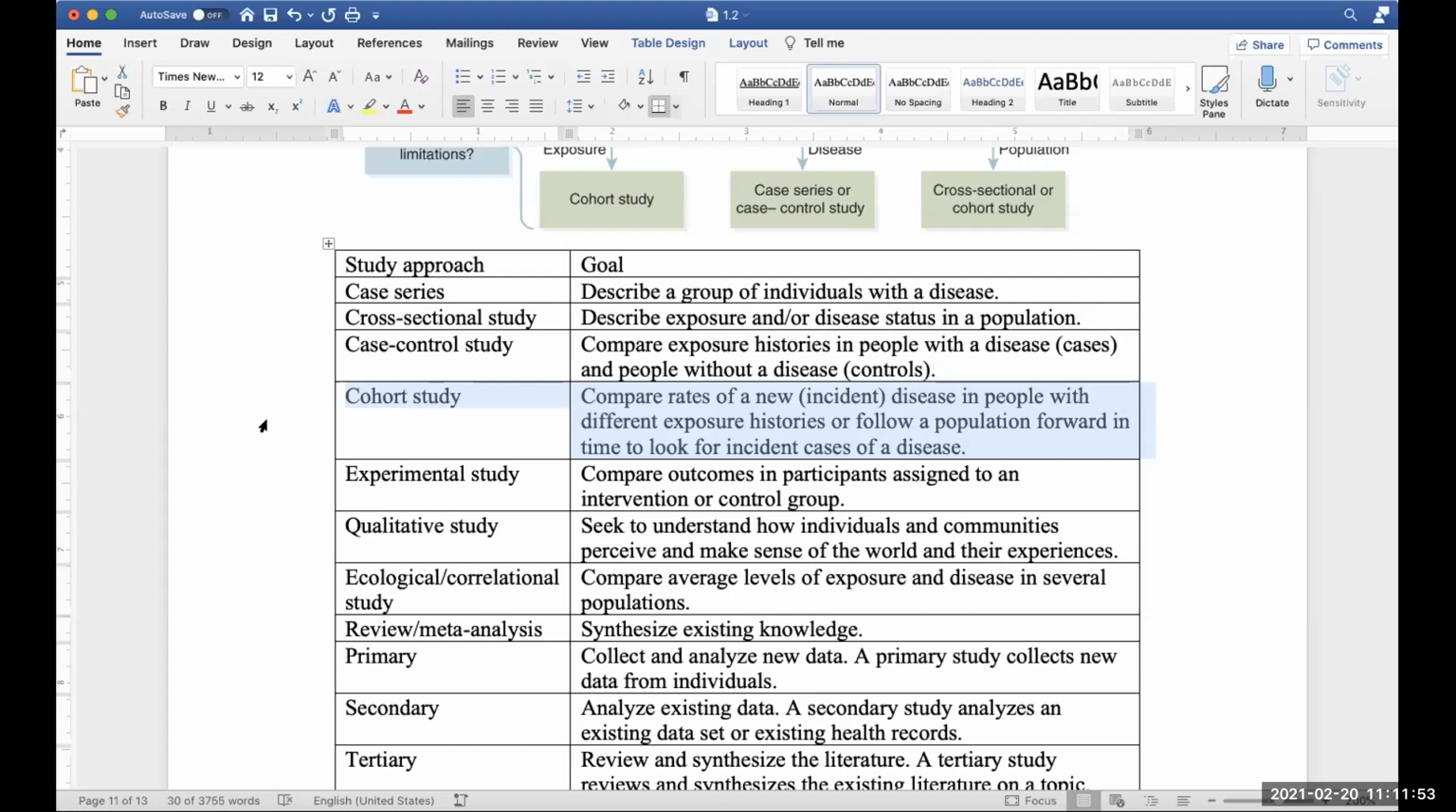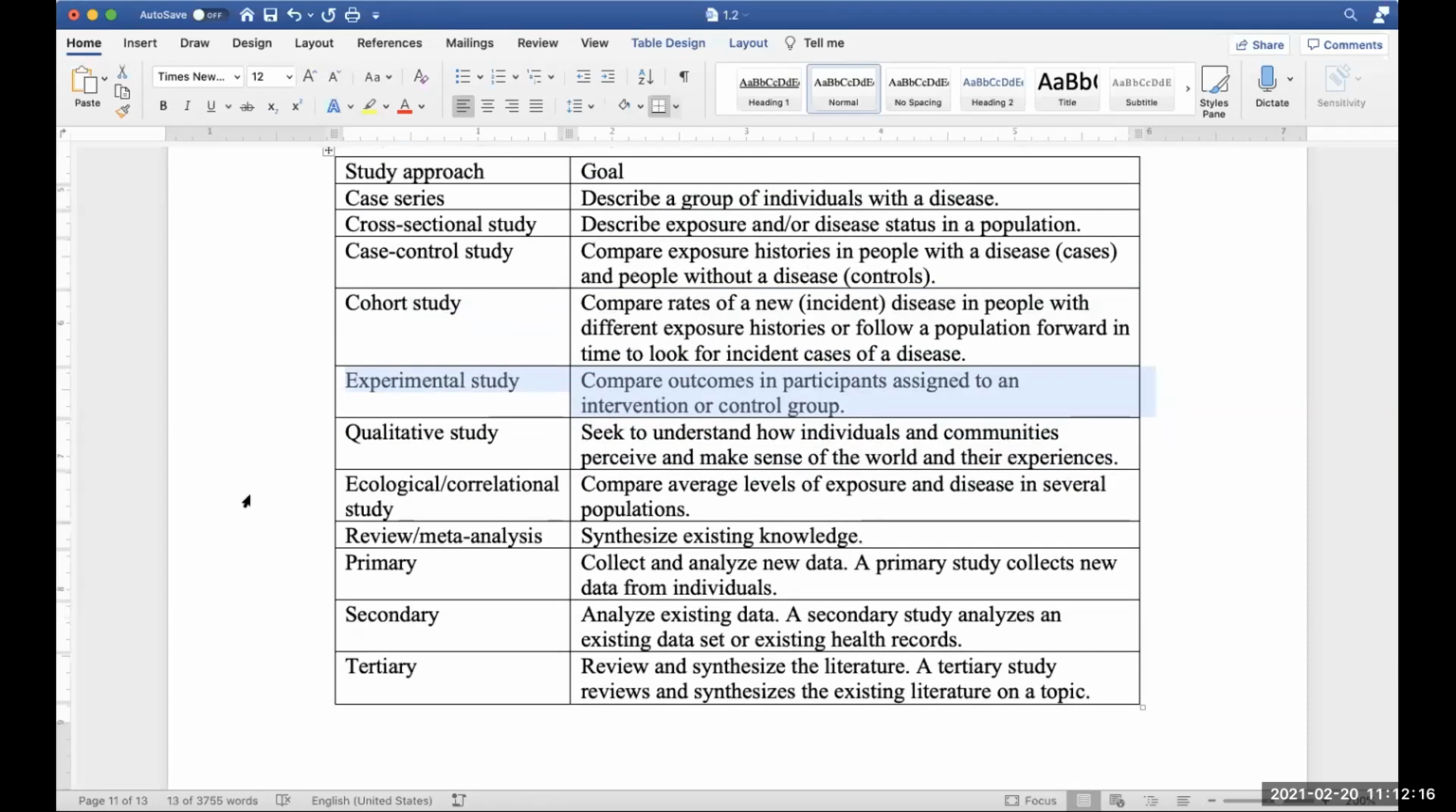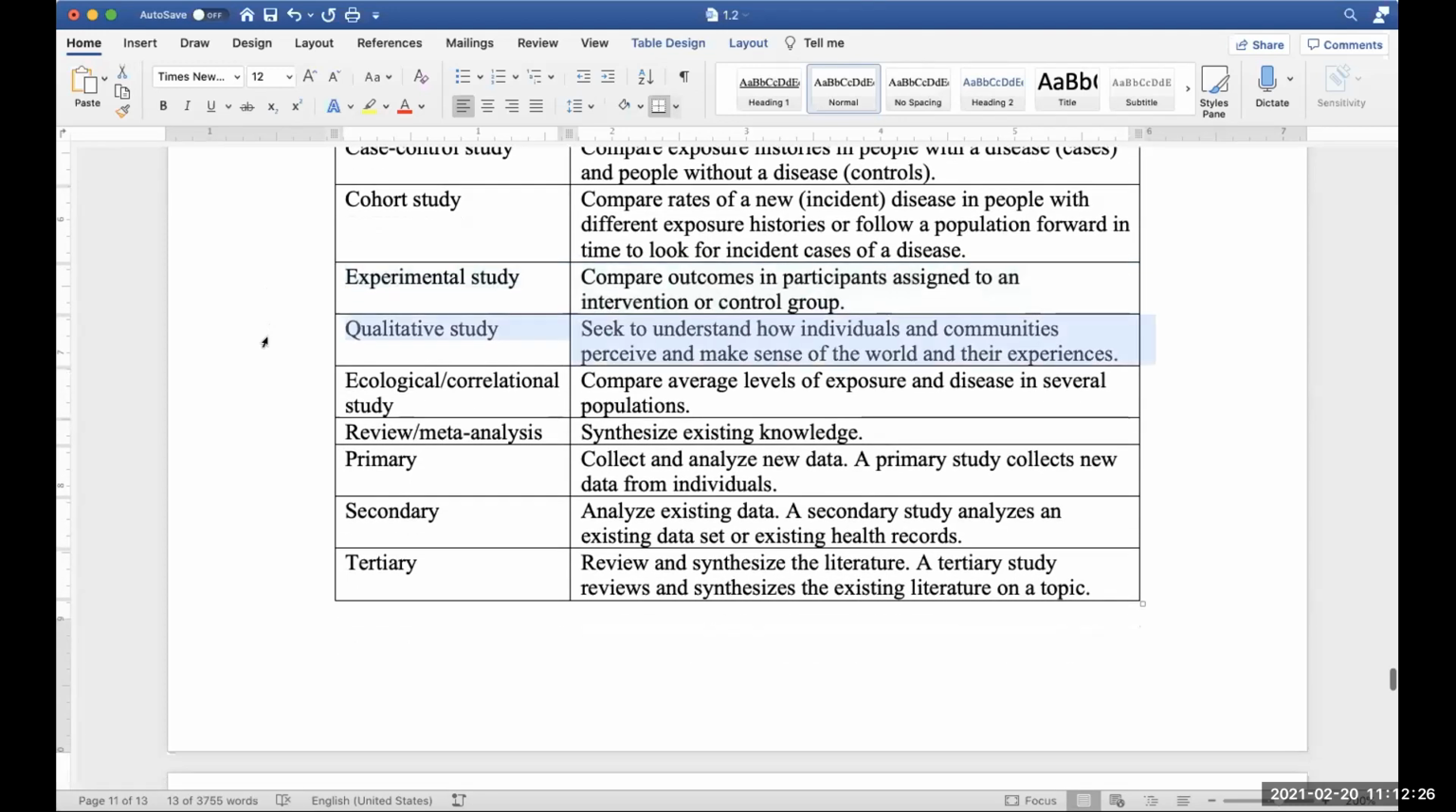A cohort study. The goal of a cohort study is to compare rates of the new disease, the incident rates, so the incidence in people with different exposure histories, or to follow a population forward in time to look at the incident rates of the disease. So an experimental study. The goal is to compare outcomes in participants assigned to an intervention group or to a controlled group. In a qualitative study, the goal is to seek to understand how individuals and communities perceive and make sense of the world and their experiences.